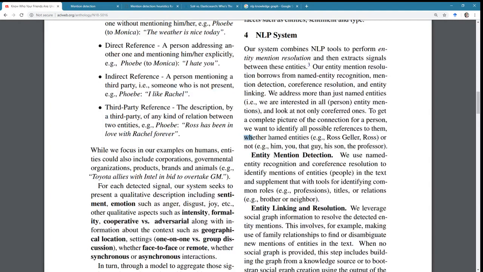All right. We address more than just named entities, i.e. we are interested in all person entity mentions. So if I only ever refer to my friend Frankie as he, I want to know that I'm talking about Frankie. And look at not only co-referred ones. To get a complete picture of the connection for a person, we want to identify all possible references to them, whether named entities or not. So things like Ross Geller, Ross, and him, you, that guy, his son, and the professor, knowing that those all refer to the same person. I don't think Ross is a professor. Ross is from Friends. If you haven't watched Friends, all of these examples are from the TV show.